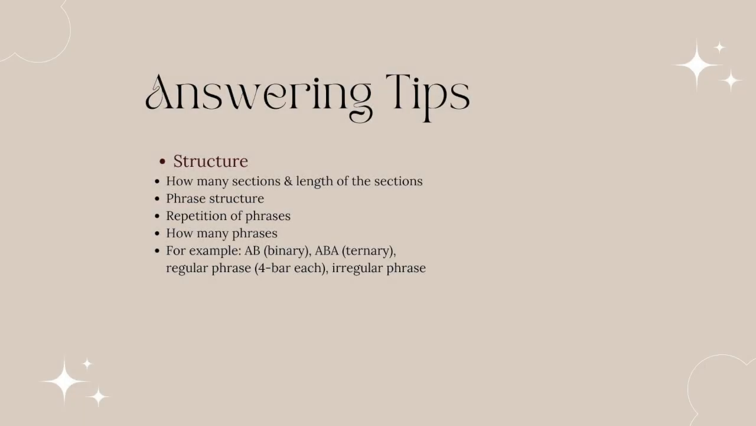As for the structure, you could be asked on how many sections and length of the sections, the phrase structure of the piece, a repetition of phrases, how many phrases are there. For example, it could be AB, binary form, ABA, ternary form, regular phrase, 4 bars each, or irregular phrase.